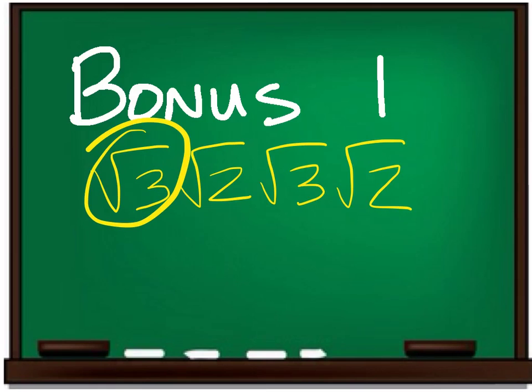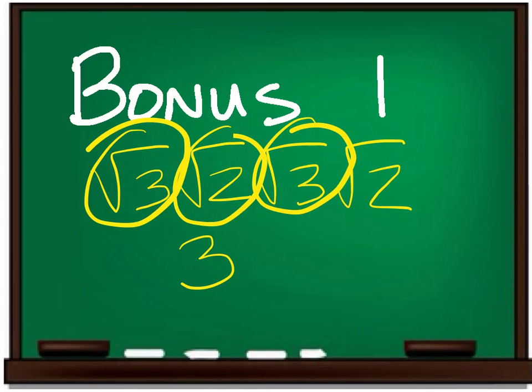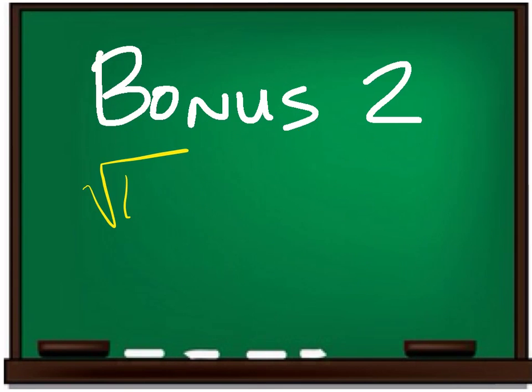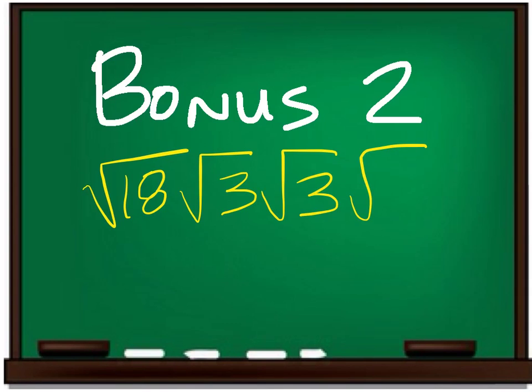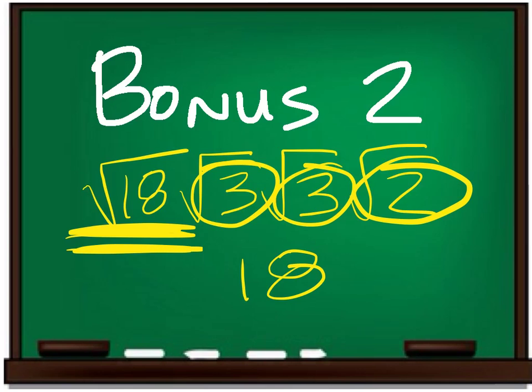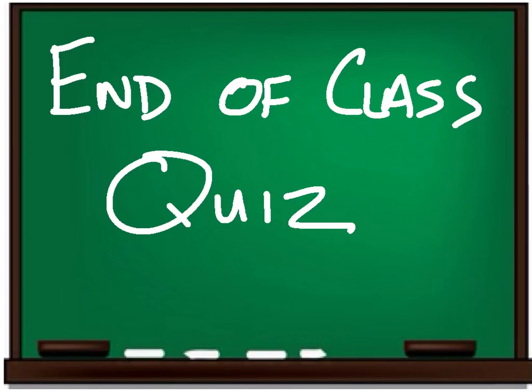If you multiply these two together, it's 3. And these two together, it's going to be 2. Answer is 6. Alright, the square root of 18 will match up with 3, 3, and 2. So it would be this essentially times itself. Answer is 18.